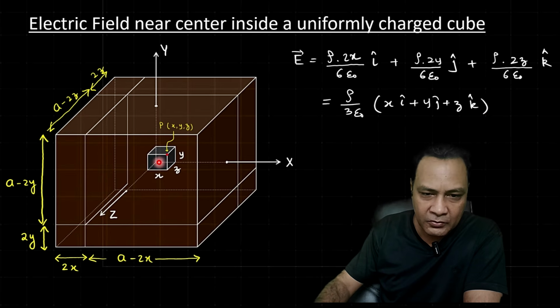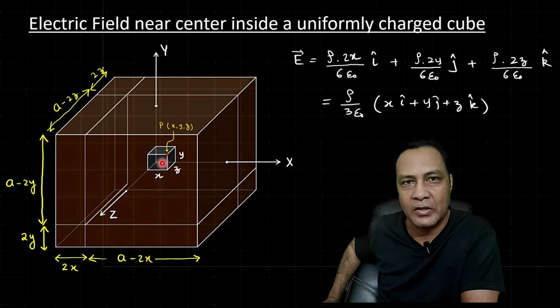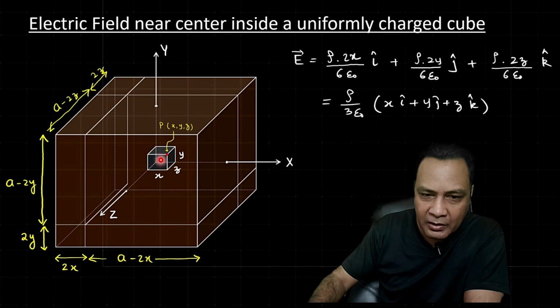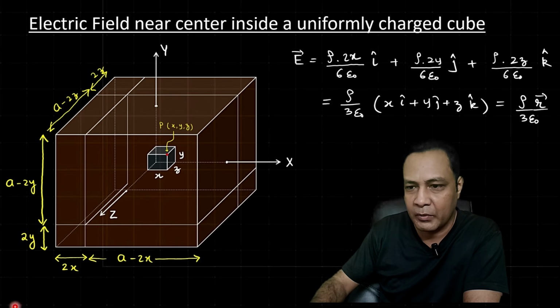Suppose the position vector of this point P with respect to the origin, the coordinates of this point, is x, y, z. So the position vector of this point is basically x i cap plus y j cap plus z k cap. Let me call that r vector. So the electric field here is in the radially away direction, that is rho r vector by 3 epsilon naught.